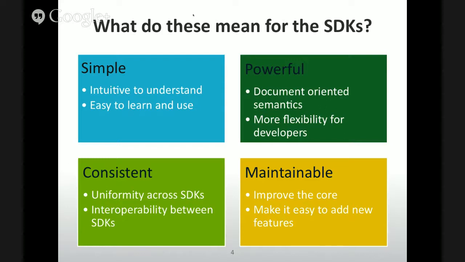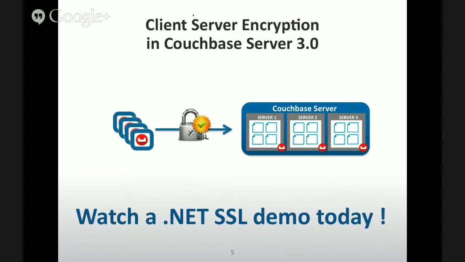And finally, maintainable. We have put a lot of effort to improve the SDK core, so things like configuration, profiling, debugging, and all the great things. And we also want to make it easy to add new features in the future. So just a little bit on what's coming up with Couchbase Server 3.0, and a new feature that we have exposed in the SDKs. With SDK 2.0, you'd be able to use it to talk to Couchbase Server 3.0 and encrypt the connection between the client and the server. Later on, Jeff will show you a demo on how SSL can be used with the .NET client.